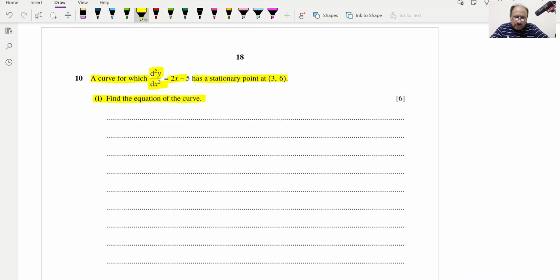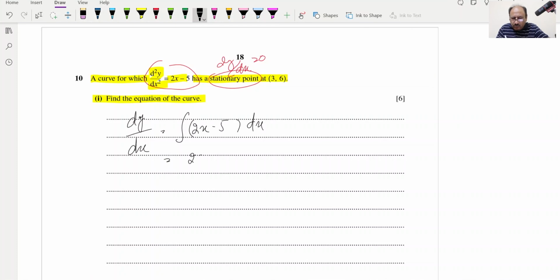So the equation of the curve will be what? Stationary point means dy over dx will be equal to 0, and we can find dy by dx by using this equation, which is the second order derivative. We will integrate the second order derivative and we will get dy by dx, which is the integral of 2x minus 5 dx. The integral of 2x will be 2x squared over 2, and the integral of 5 will be 5x, plus an integral constant c, and this 2 will be cancelled.